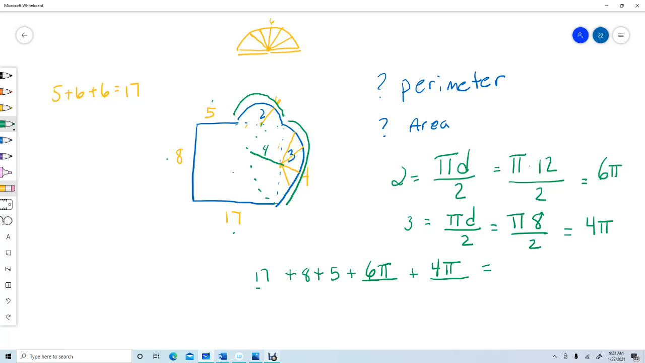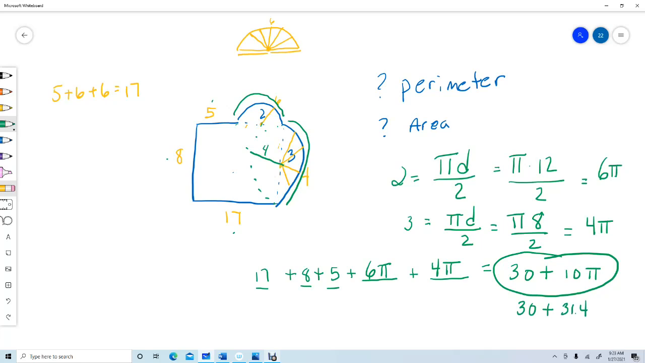You can add up the constants, 17, 8, and 5. What is that? That's 30. And I'm going to say if you have 6 pi and 4 pi, you have 10 pi. I'm actually okay if you leave it like that. If you want to put in 3.14, multiply it by 10, you would have 30 plus, what would that be?